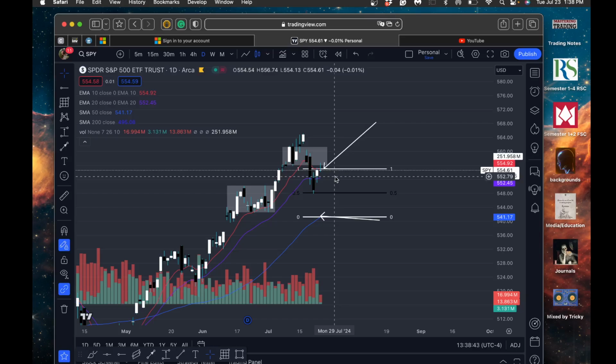So just kind of giving yourself an extra edge of actually being able to see your setup rather than betting on some weird chart pattern that's going to go nowhere. Hopefully this helps out a little bit.